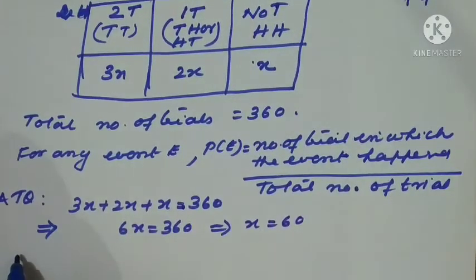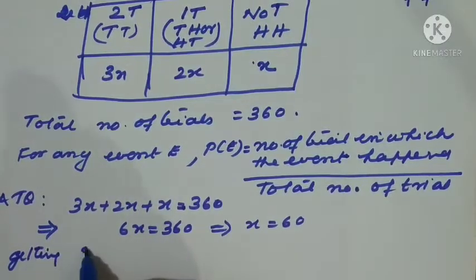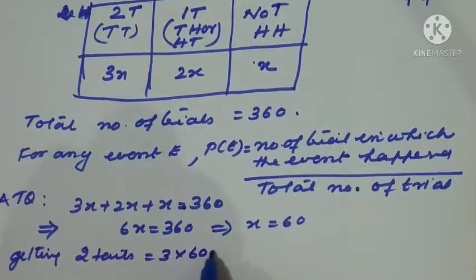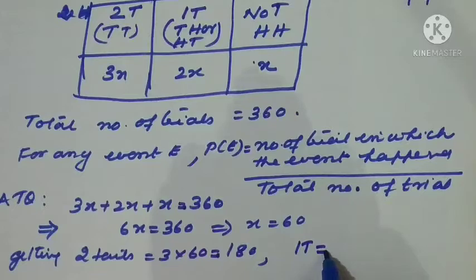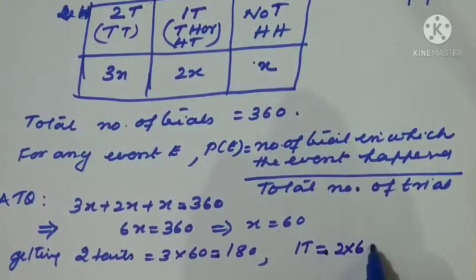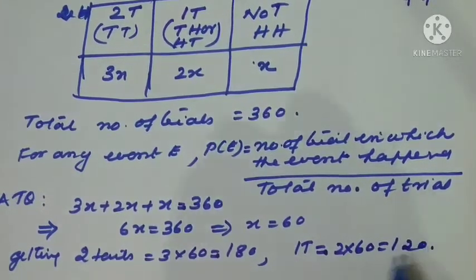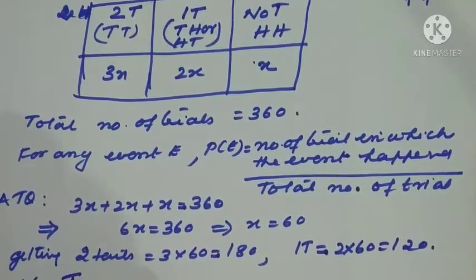Therefore, getting two tails equal to 3 into 60 equal to 180, one tail equal to 2 into 60 equal to 120, no tail equal to 60.